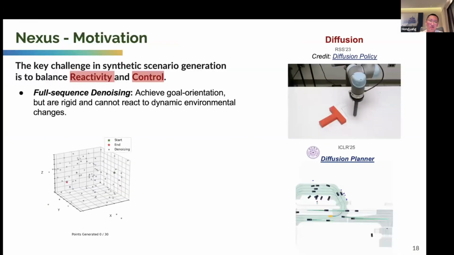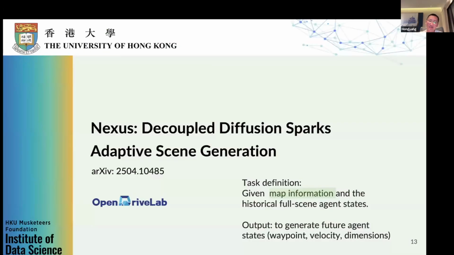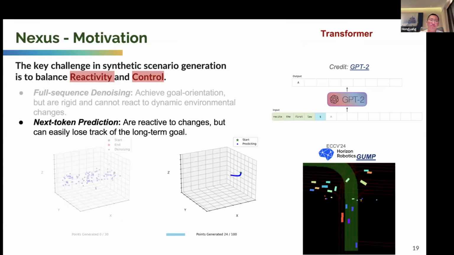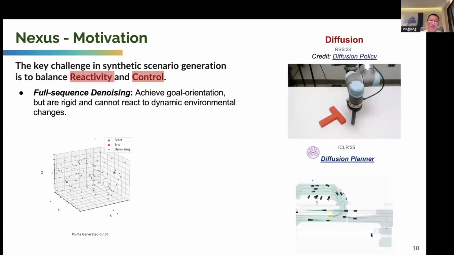So this work is called Nexus, Decoupled Diffusion Sparks Adaptive Scene Generation. So the task here is, given map information and also the historical full scene agent states, where the agent states can be the trajectories of the agents from the past, the output is to generate the future agent states. I mean, the states can be waypoints, velocity, or dimensions, or you can simply imagine this is a motion prediction or trajectory prediction task.